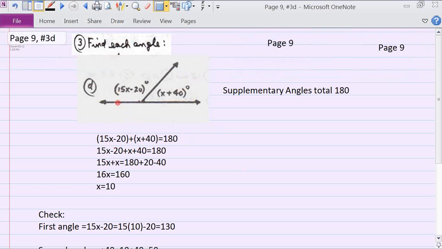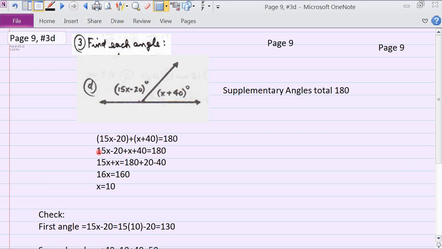So this angle in here plus this angle in here must equal 180. So we have 15x minus 20 plus x plus 40 equals 180, because this angle in here plus this angle in here represent a straight line, so they're 180. So now I'm just going to remove the brackets. Got 15x minus 20 here, plus x plus 40 here. It's nothing different from this line to this line, except that I've removed the brackets.